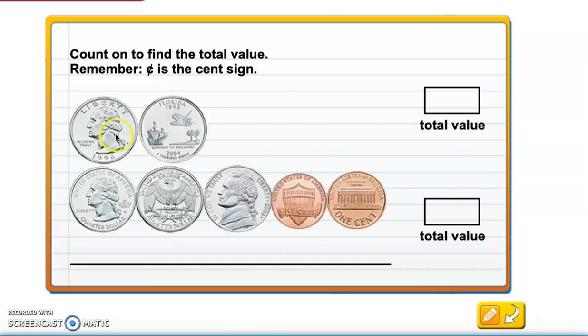Okay. So for this one, it looks like we have 2 quarters. All right. So 25, 50. So our total value here is 50 cents. And then down here, we have quarters and we have 2 pennies. We have 3 quarters and 2 pennies. So we count 25, 50, 75, 76, 77. So our total value here is 77 cents. All right, and that's pretty much how you count on.